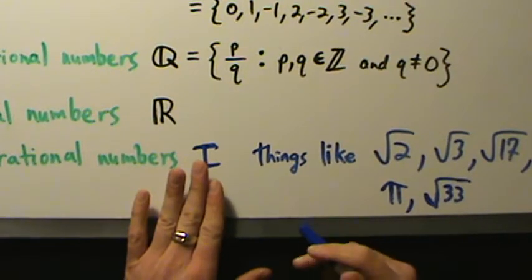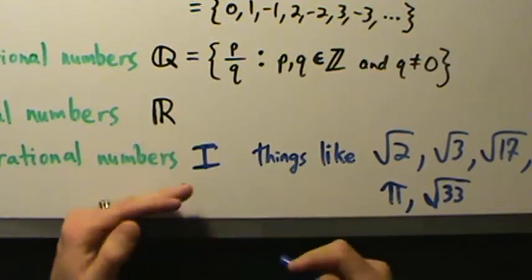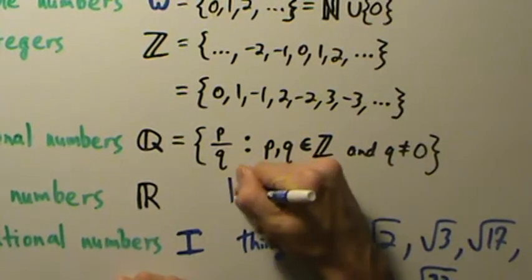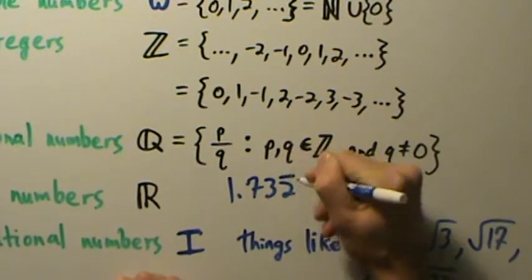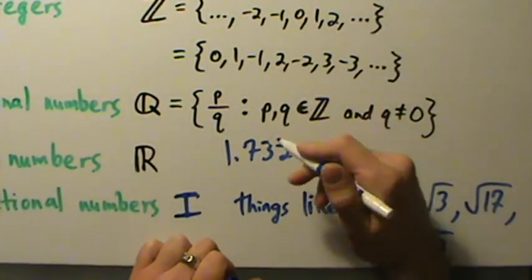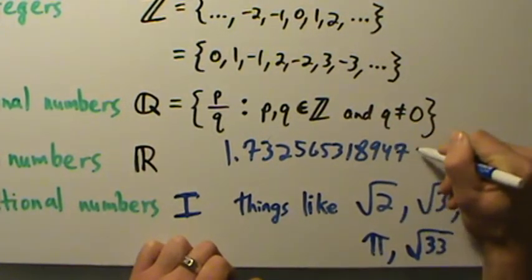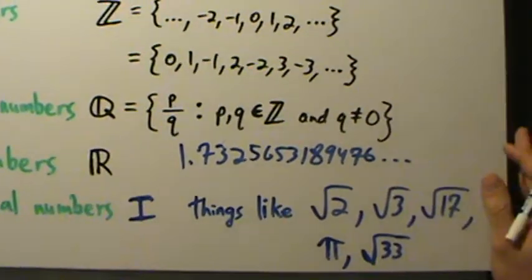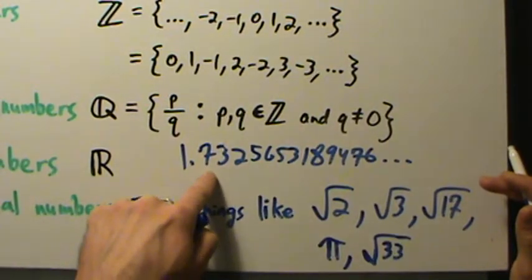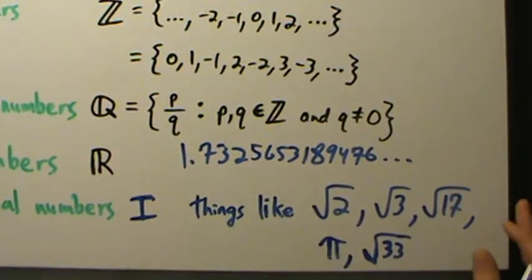Irrational numbers are such that if you tried to express them as a decimal, it would go out infinitely far, but it wouldn't repeat. Remember, rational numbers could have decimals like 1.7322222, where the 2 repeats. That's rational. But if you have a non-repeating pattern, like 1.7325653189476, and this just keeps going forever without ever repeating, then that's an irrational number.